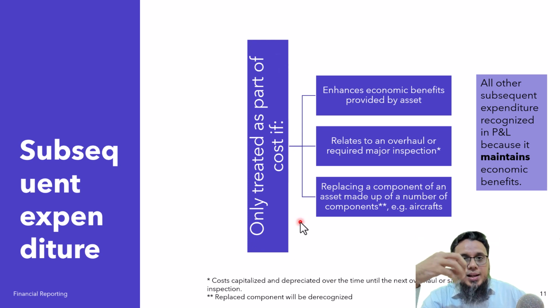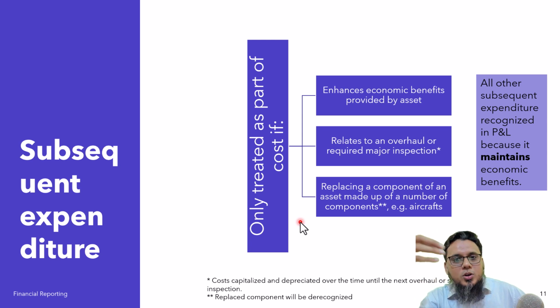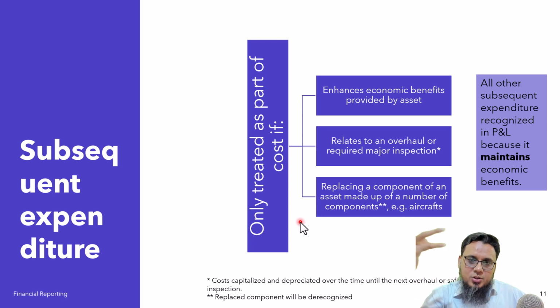If you have incurred, for example, this constructed asset which cost you $590 million, you might incur another $10 million 3 years down the road because of an overhaul. Plants or aircraft do require periodic maintenance, which is not normal maintenance. They extend the useful life by a certain amount. And so any subsequent expenditure is only treated as cost if, okay, there are three criteria.